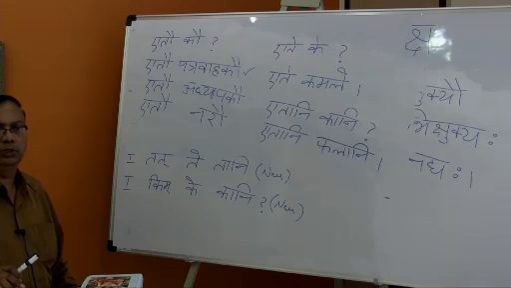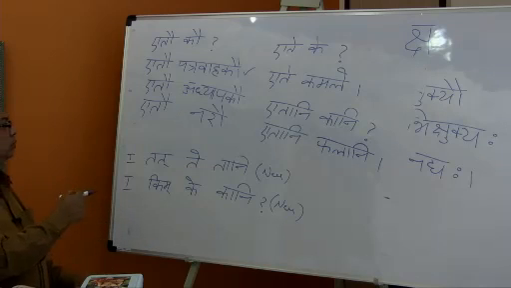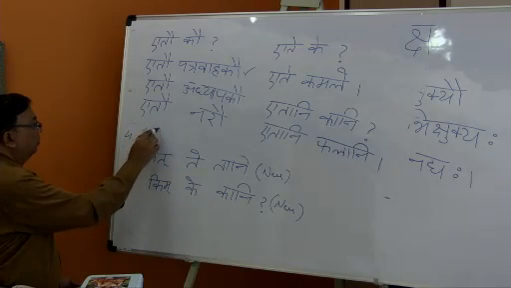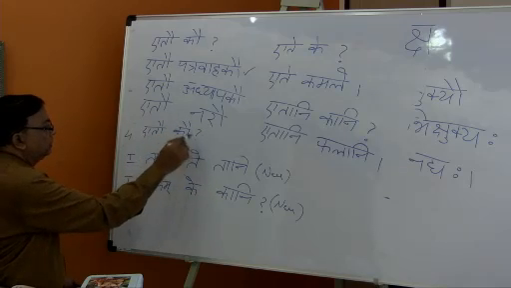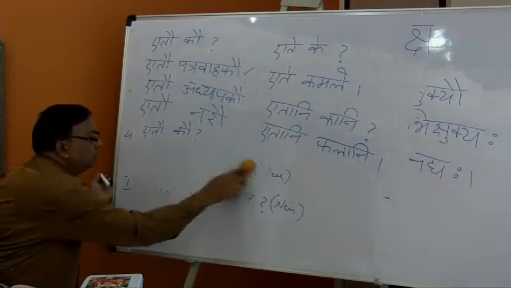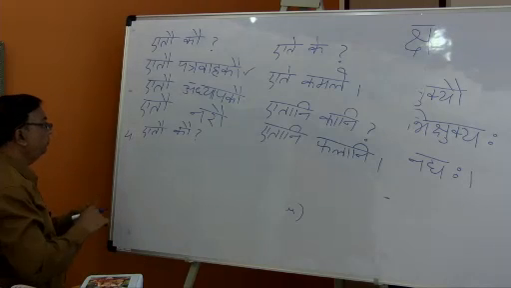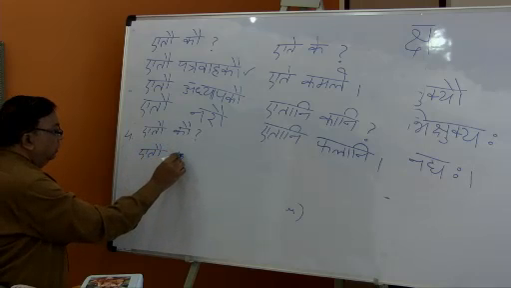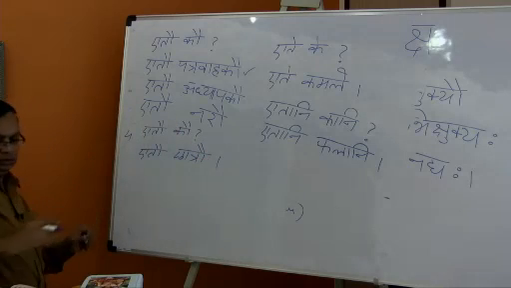Who are these two boys? So what will be the answer? Etau chatro. Etau chatro. The fourth one. Answer is etau kau. Who are these two? This is interrogative. So you take the answer as etau chatro. Chatro. This is the answer.